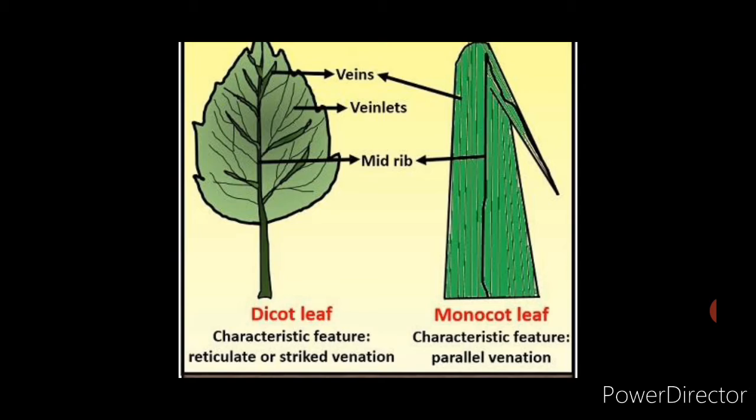The midrib, that is the mid vein. And you have veinlets, which are the branches of the veins. You can see veins and midribs in both the leaves, and you can identify them. So this is about the dorsiventral and isobilateral leaf of dicot and monocot respectively.